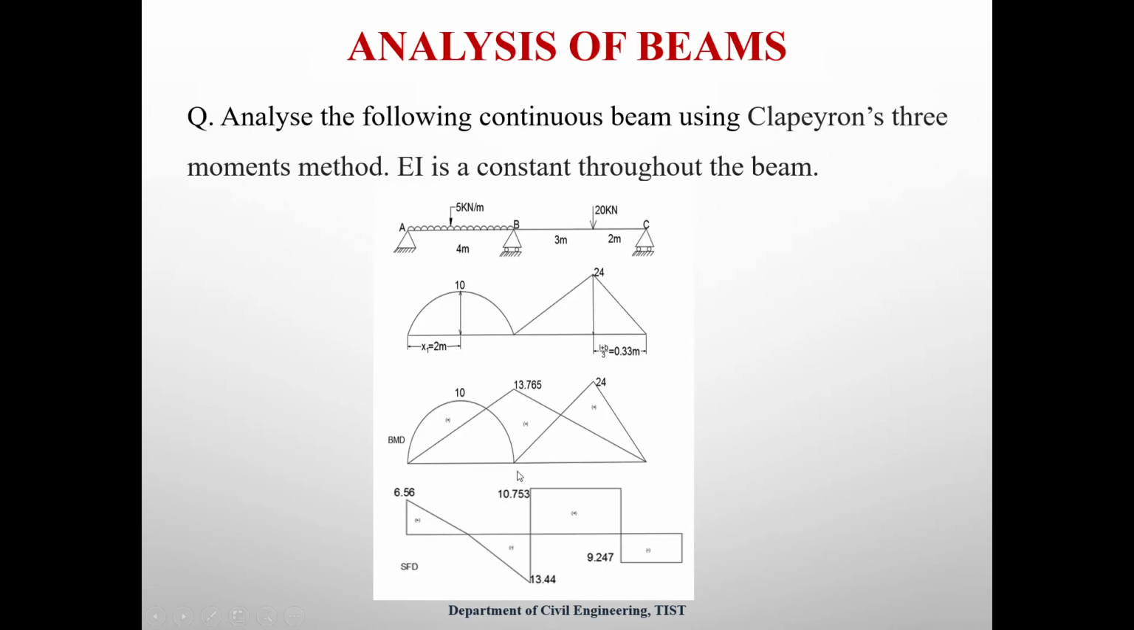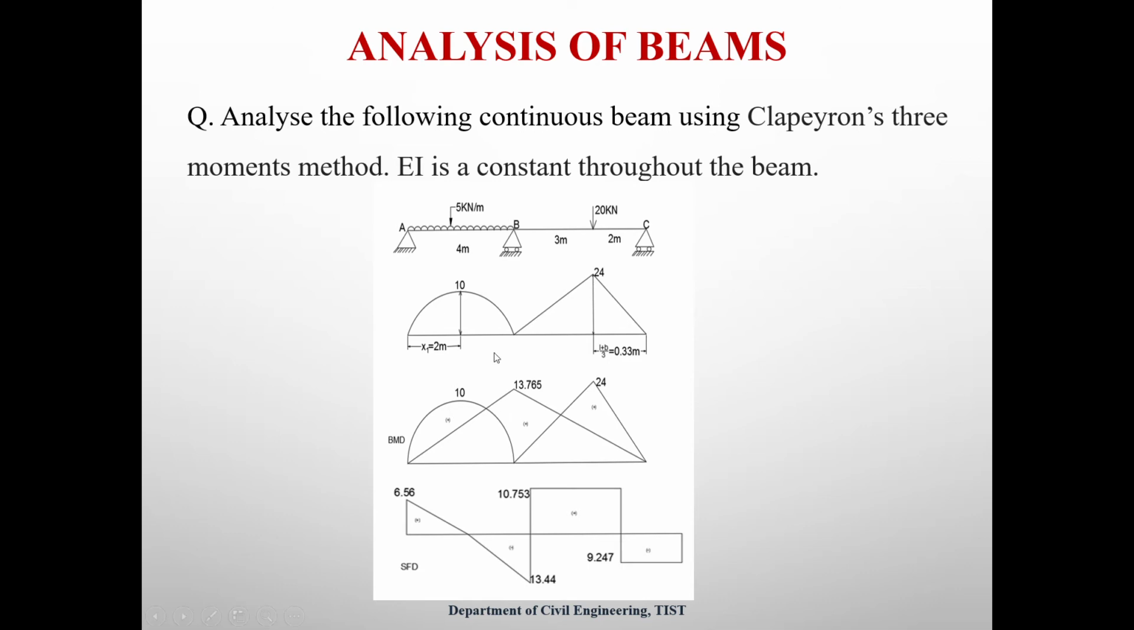Then draw the bending moment diagram. This is the free bending moment diagram. Then for the fixed bending moment diagram, MA is equal to 0, MB is equal to 13.765 and MC is equal to 0. Join these values, that is the fixed bending moment diagram. This is the combined bending moment diagram. That means combining the free bending moment diagram and the fixed bending moment diagram.